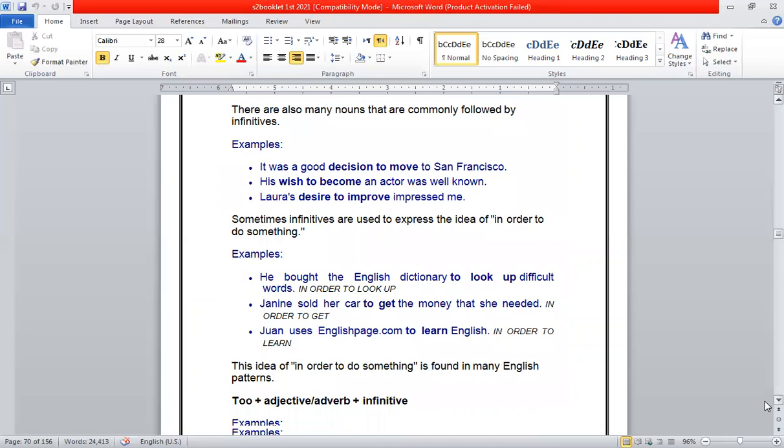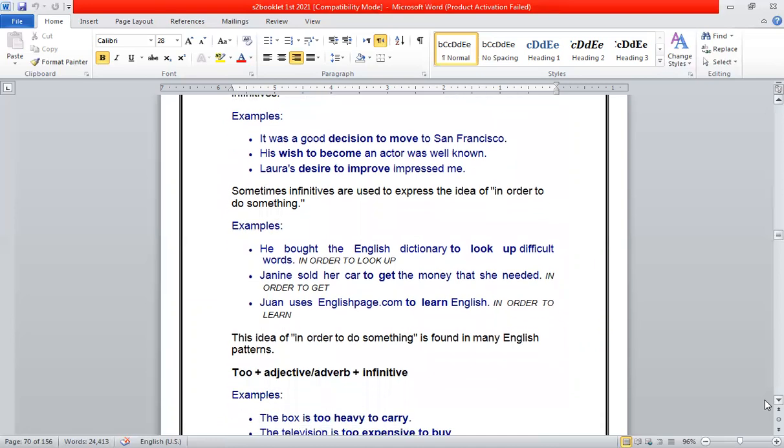Sometimes infinitives are used to express the idea of in order to do something. This is the usage of the infinitive here. He bought the English dictionary to look up difficult words. Here, to means in order to do something. Janine sold her car to get the money that she needed. And here it means to get the money, in order to get it.